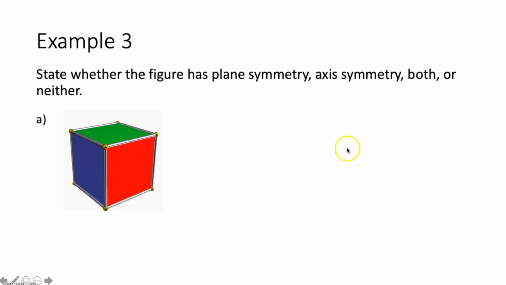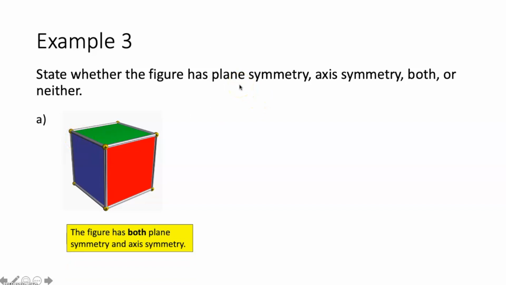Would it have axis symmetry? Can you stick a pole through it and then rotate it and get the same figure as you're rotating around? Yeah, you could stick a pole down the middle here, through here, down the middle here, and as you rotate it, it would map onto itself before you got all the way around 360 degrees. So this does have both plane symmetry and axis symmetry.